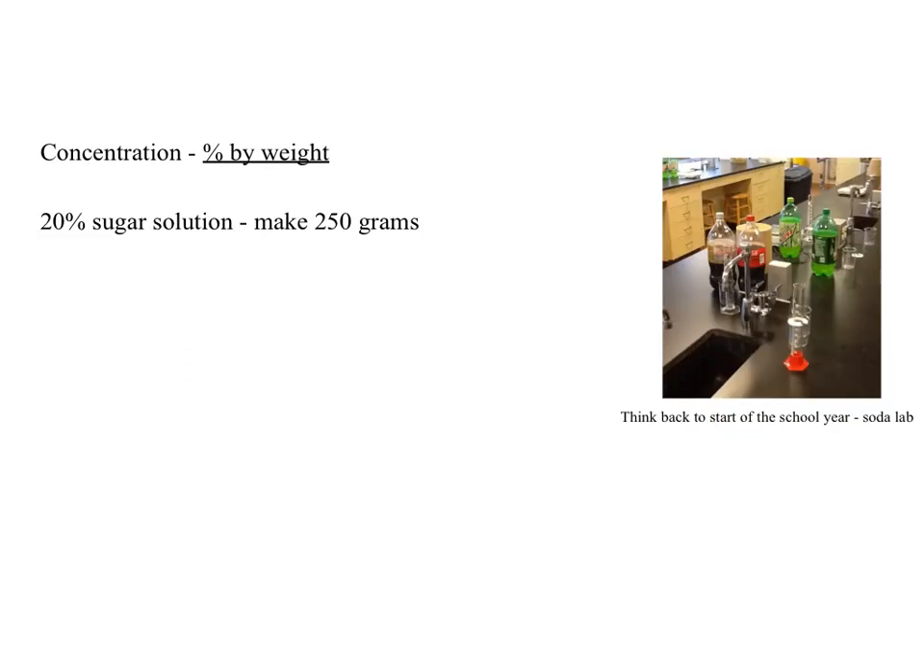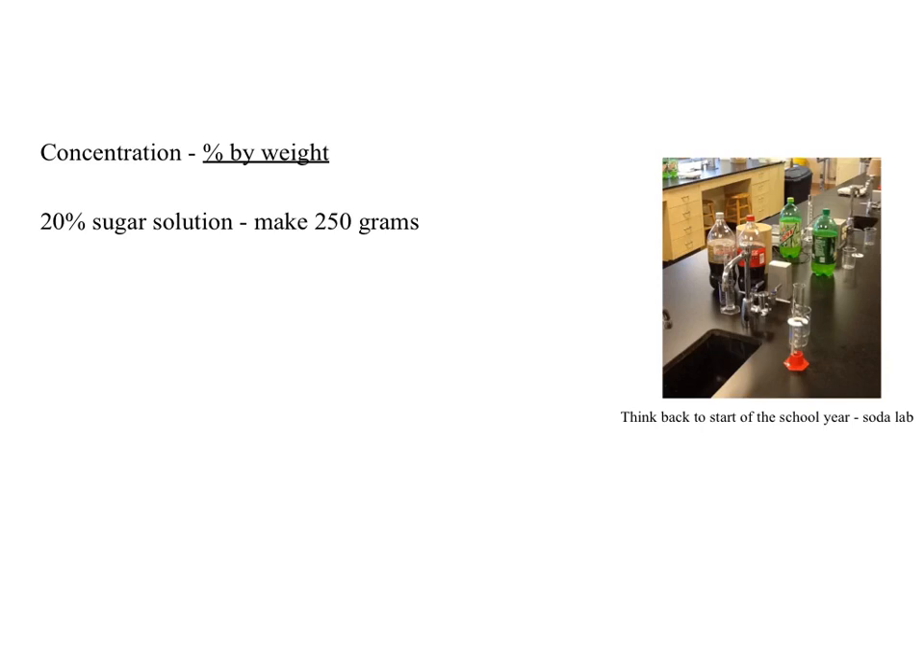So the first way we'll look at determining concentration, we've actually already visited when we did the soda lab way back in the first semester. With the soda lab, we were actually looking for density, but we had you create these different sugar solutions that were different percentages. So let's revisit how to do that. If I want to make a 20% sugar solution, and I want to make 250 grams worth of that solution, how would I go about doing that?